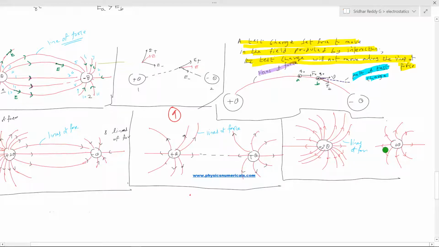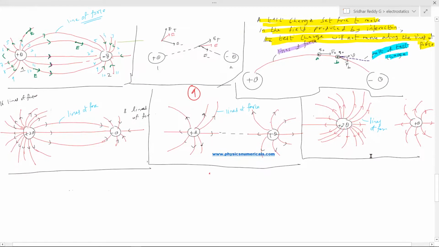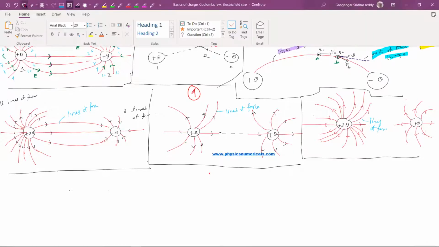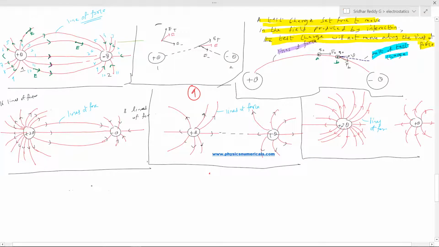Got the idea? Okay, one more small, very important piece of information. Let me share it, then I'll come back to this one. If two positive point charges are there in a region, this is 1, let me take this as 2. In all the cases, we'll try to see what happens to the field.